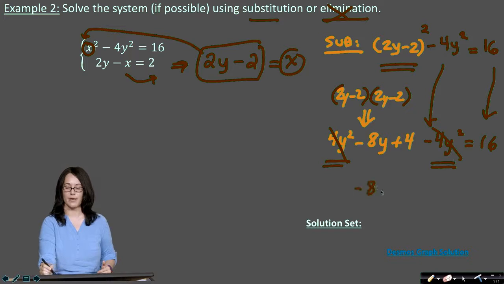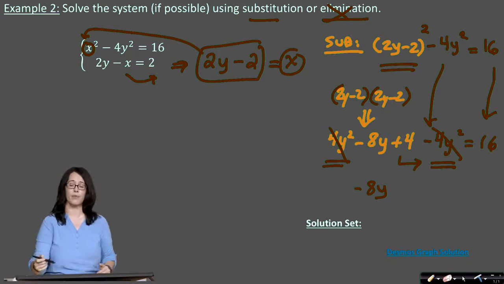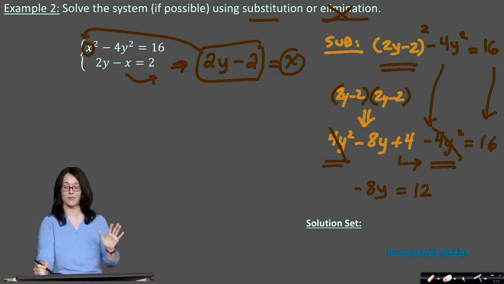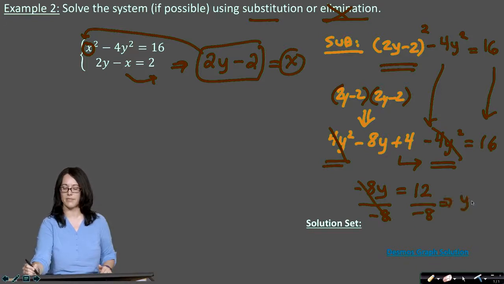Negative 8y. I could even move over the 4 by subtracting it, because a linear equation you want to solve by isolating your variable. So 16 minus 4 is really, what, positive 12? And so what we notice here is that we're going to get a fraction. It's okay. We're going to get the fraction because we're going to divide both sides by whatever's touching the variable, right? Negative 8. When I do that, I get y by itself, and now I have y must equal a positive 12 divided by a negative 8.